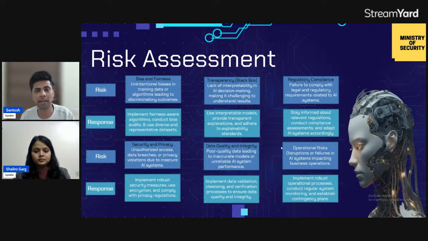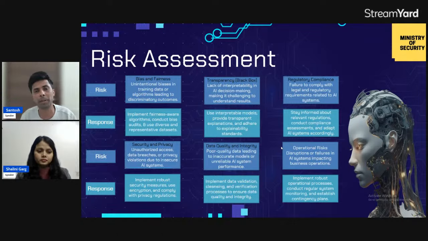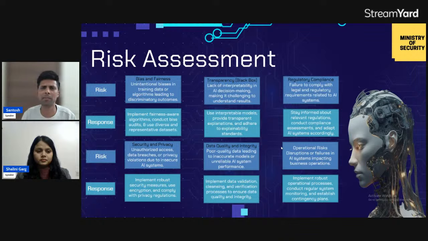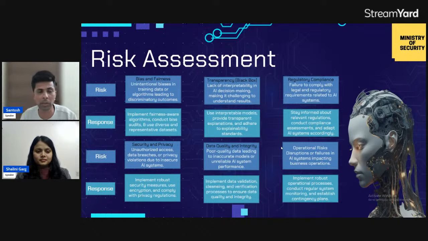So next is regulatory compliance. As I said, you need to comply with many regulations which are coming up with the usage of AI. And the last is operational risk. What can potentially disrupt because of implementation of AI? Sometimes I've seen that introducing AI can potentially disrupt the actual ways of working, and people will not like it. So you need to look into all these things.